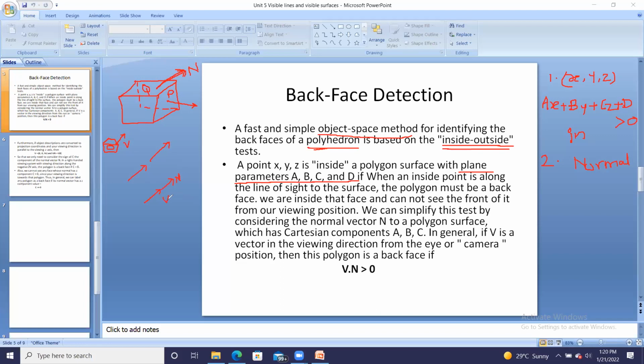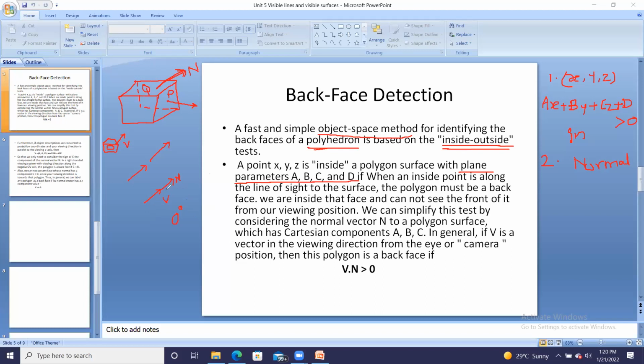That means what is the angle between these two? 0 degree. जर एकाच लाईनवर दोन्ही येत आहेत याचा अर्थ काय होतो की V आणि N हे एकाच लाईनवरती एक्सटेंड होत आहेत. That means the angle between them is 0 degree. They are on the same path.